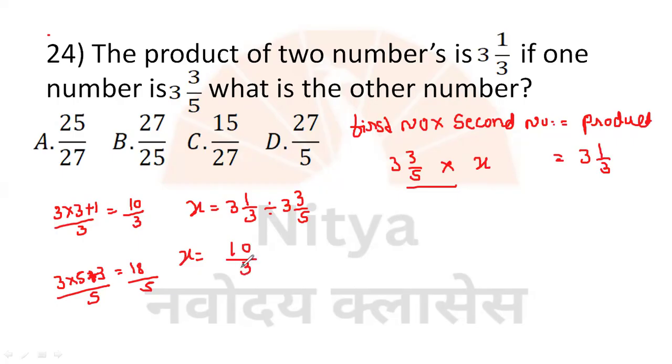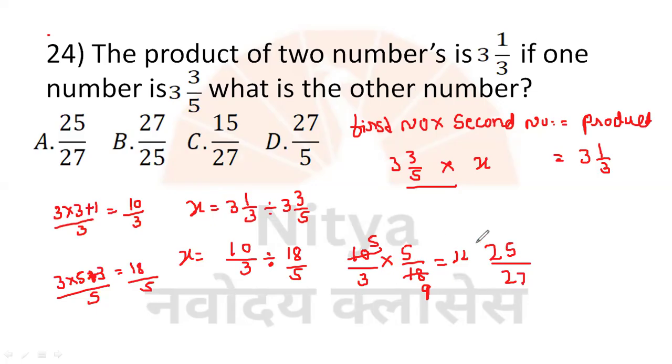So 10 divided by 3 divided by 18 by 5. So this is in division, no? So we know that we have to take the reciprocal of the second fraction. So that is 5 by 18. So see here how we divide. 2 fives are 10, 2 nines are 18. So again 5 fives are 25 divided by 9 threes are 27. So 25 upon 27 is the answer. Option number A is our answer. Okay.